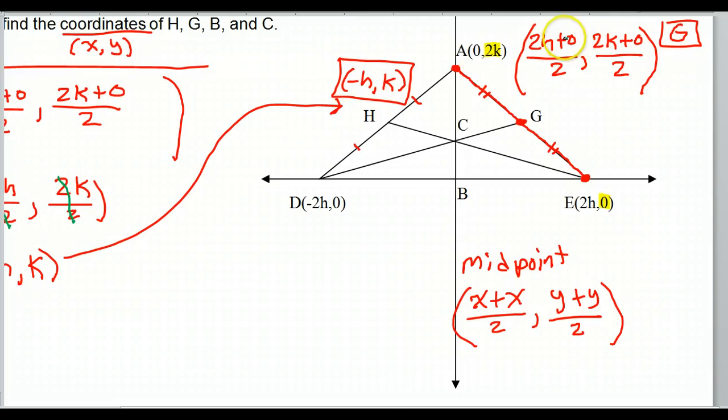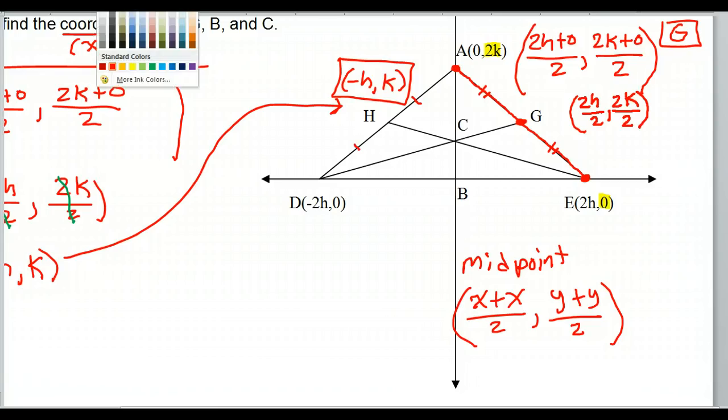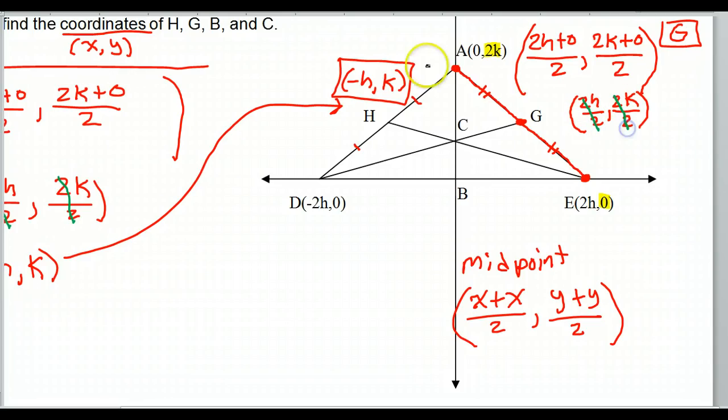So once again, I could basically erase these zeros because they're not doing anything. If I get rid of the zeros, then I'm down to 2h over 2, comma, 2k over 2. Guess what I'm going to do now? These 2's cancel each other out. Gone and gone. That's going to leave me with just h, comma, k. So those would be the coordinates of point G.